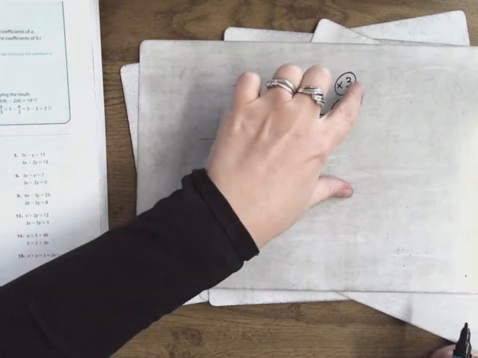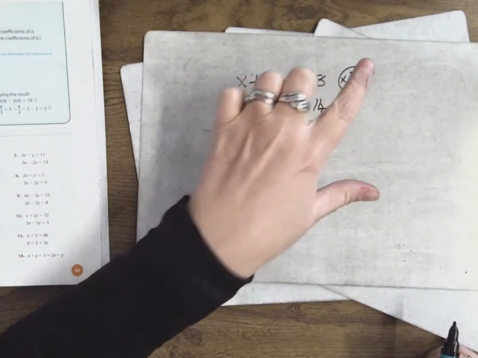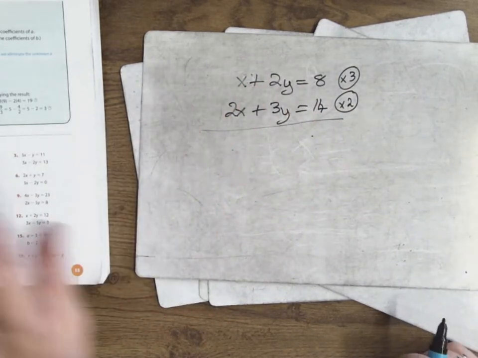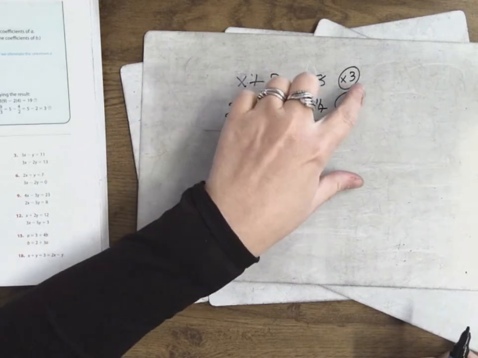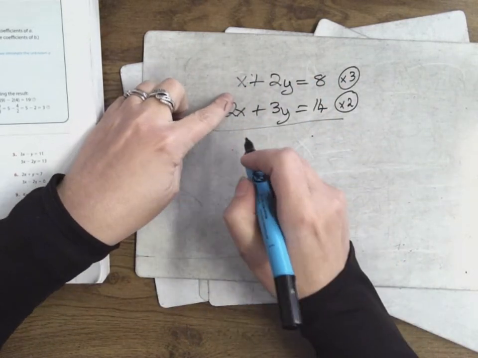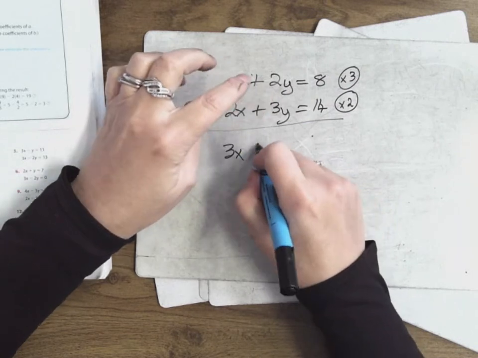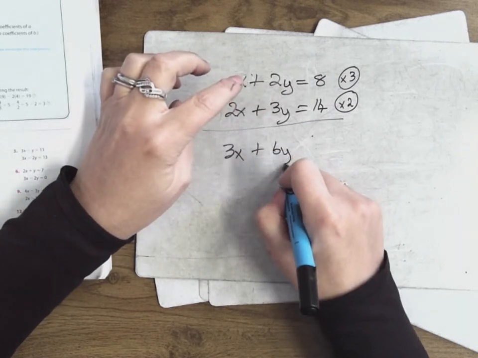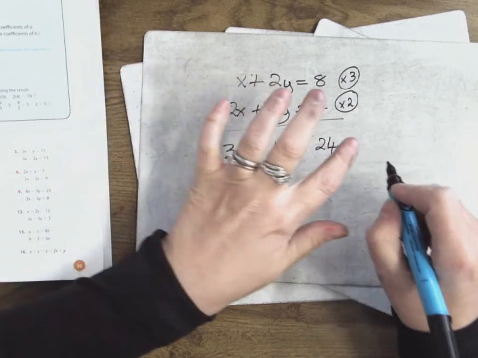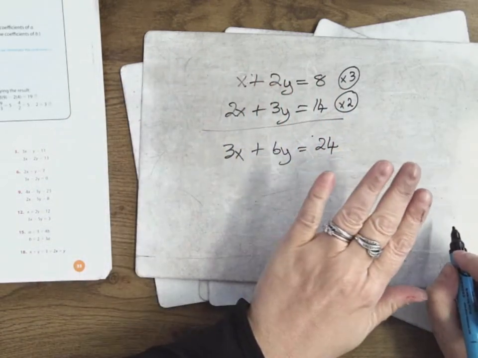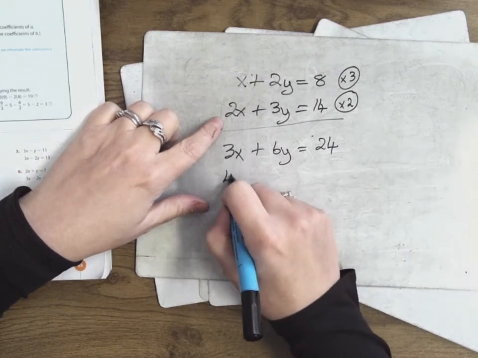Got it? Now, the biggest mistake people make is when they're multiplying by 3, they don't multiply absolutely everything by 3. Everything has to be multiplied by 3. So it's 3 by x is what? 3x. 3 by 2y is 6y equals 3 by 8 is 24. And you have to multiply everything in the second line by 2. Every single thing. 2x by 2 is 4x.